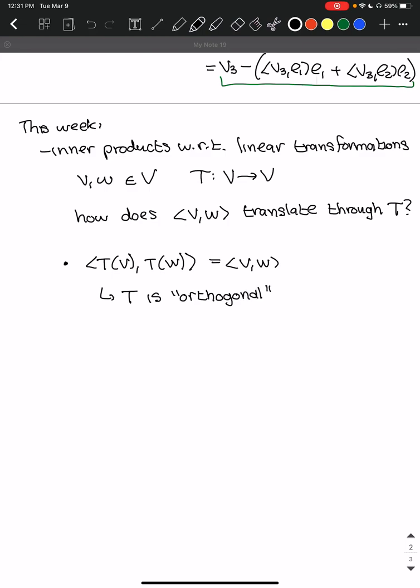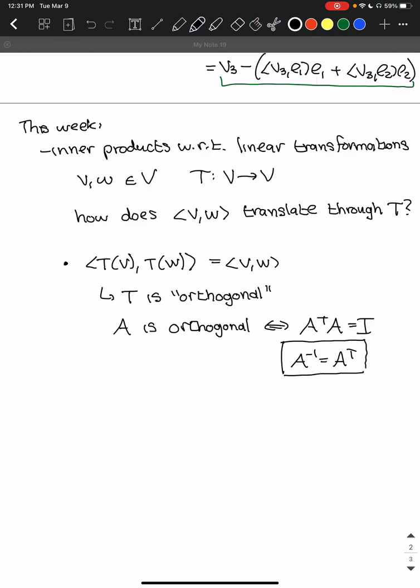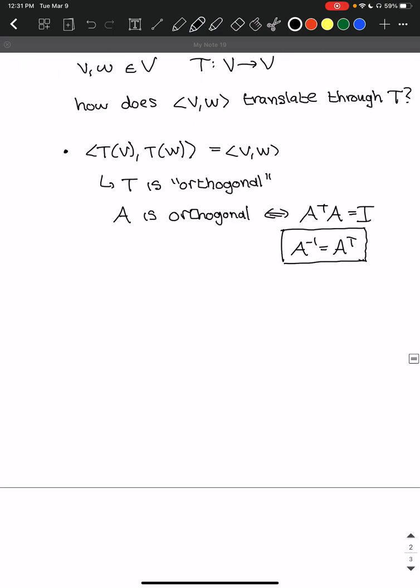There's a lot in the notes about why we call it that. But what we need to care about mostly is that if A is the matrix corresponding to T, and A is orthogonal, then that says that A transpose A is equal to the identity. In particular, A inverse is equal to A transpose. That's a super important fact in Math 240, that if you have an orthogonal one, it looks like that.